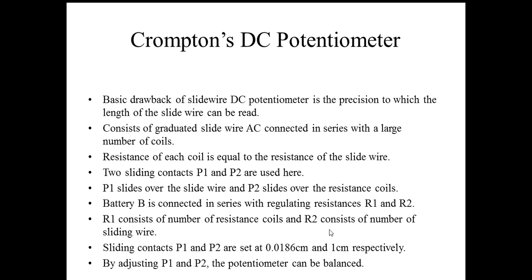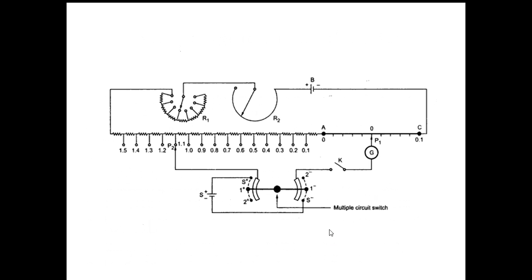Now, the next type of DC potentiometer that exists is the Crompton DC potentiometer. This is the basic Crompton DC potentiometer. If you can see, it is a much longer and more practical kind of DC potentiometer, having basically two parts. If you see R1, R2, this portion is resistive coils and this portion is slide wire. So there are two portions, one having your resistive coil and one having your slide wires. It also has two sliding contacts, P2 and P1, where P1 is connected to your sliding wire and P2 is connected to your resistive coils.